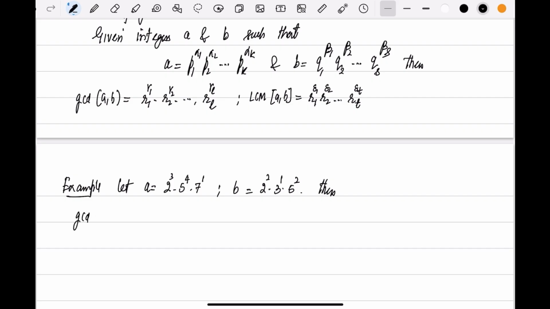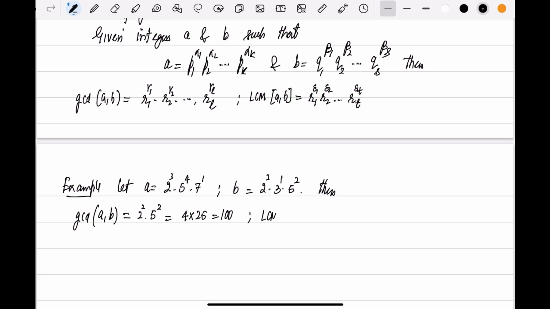Then GCD of A comma B. For GCD we have to pick up the common prime factors first. The common prime factor 2 appears both in A and B, and similarly 5 appears both in A and B. In A, 2 has the power 3, in B, 2 has the power 2, so we have to pick up the smaller power, that is 2. For 5, the power is 4 in A and 2 in B, so we pick up the smaller power. So this product, 4 into 25, is equal to 100. This is the GCD of A and B.